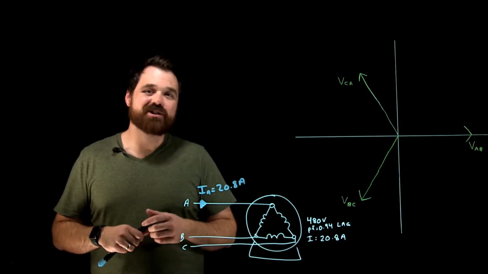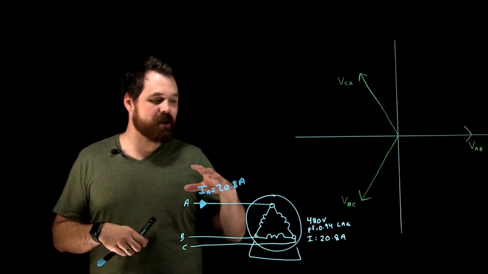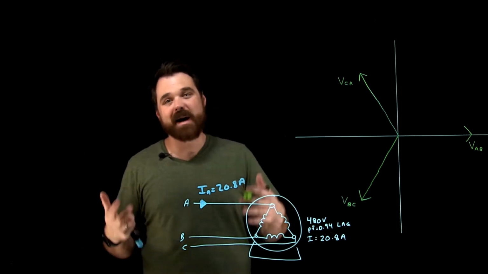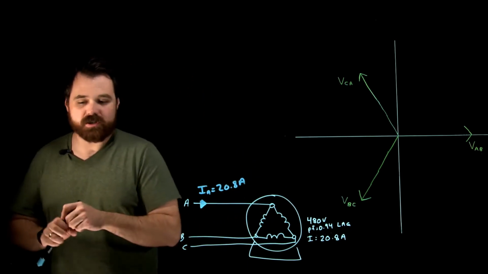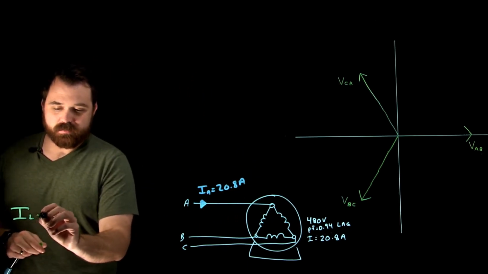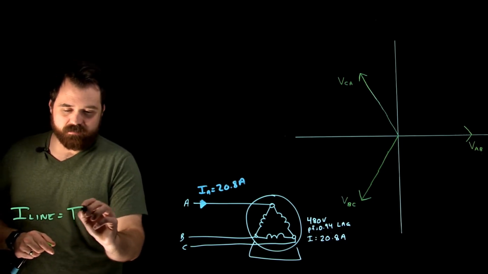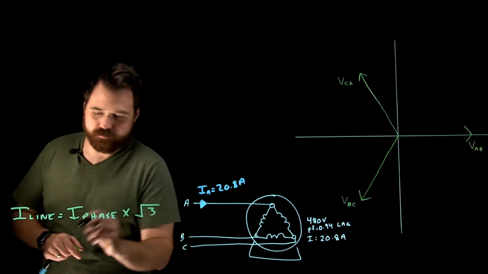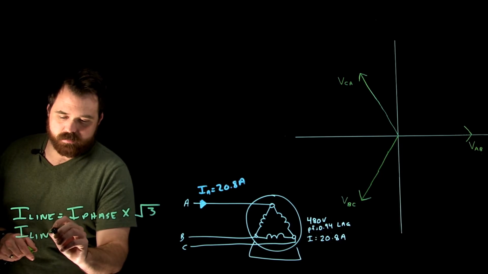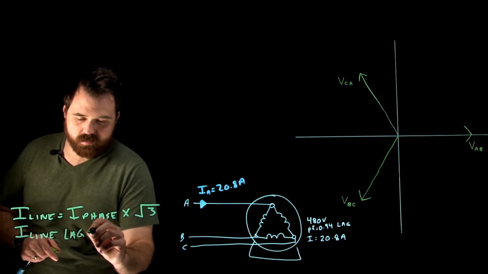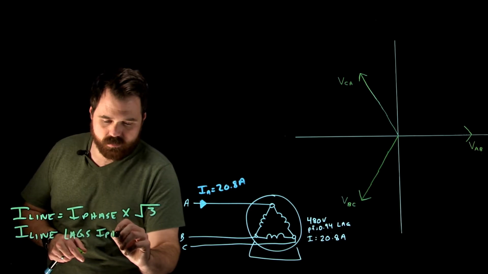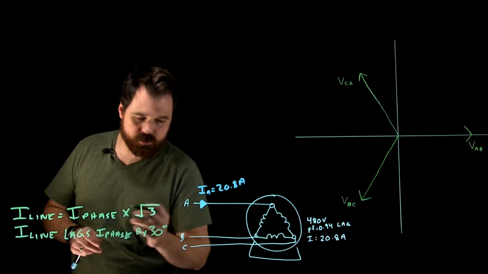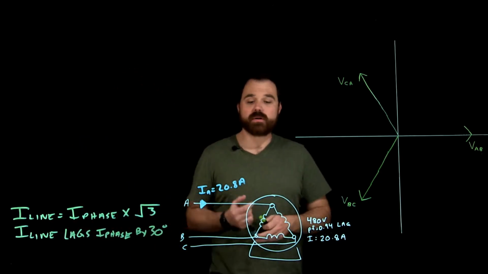Now what we're actually going to do is solve this question without doing any phasor charts. We're just going to use the information we're given here, and we're going to use our two rules for balanced delta loads for current. So those two rules are: I line equals I phase times root 3, and I line lags I phase by 30 degrees.